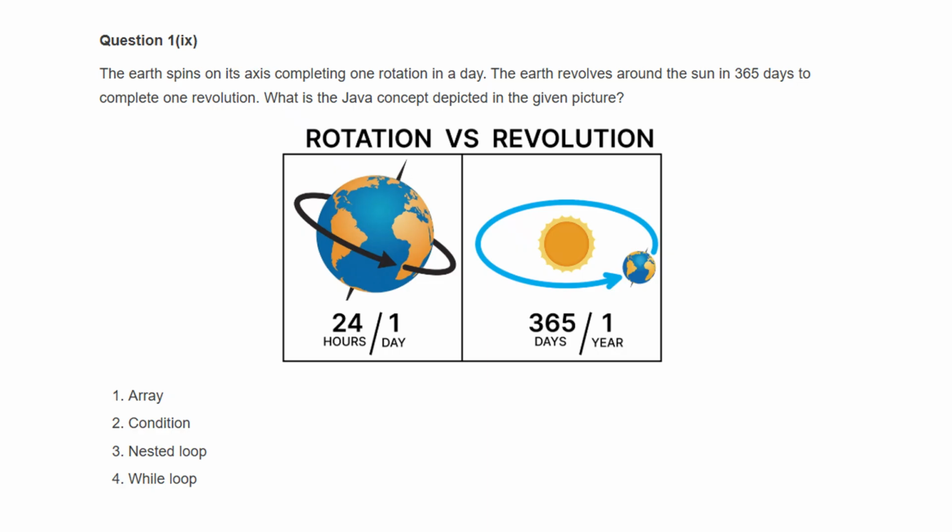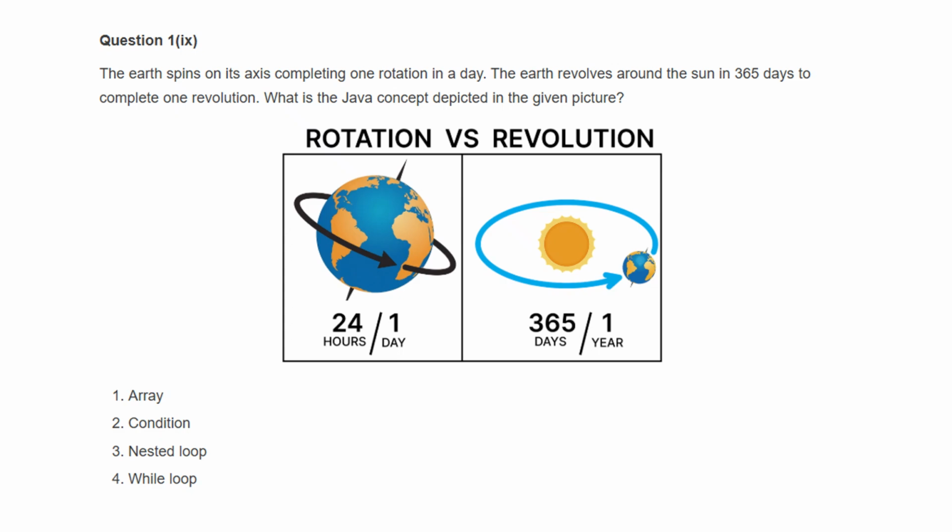Now let's move to question number 9. The earth spins on its axis, completing one rotation in a day. The earth revolves around the sun in 365 days to complete one revolution. What is the Java concept depicted in the given picture?